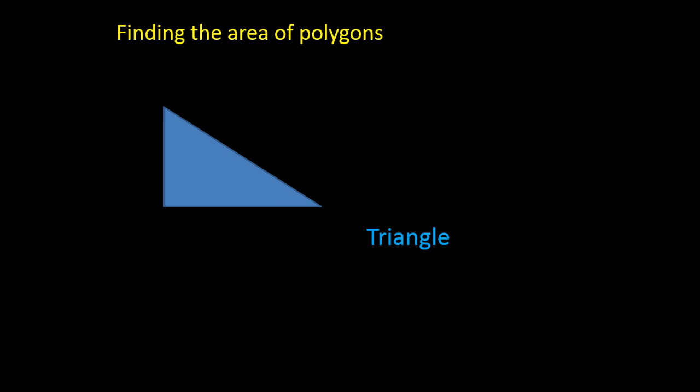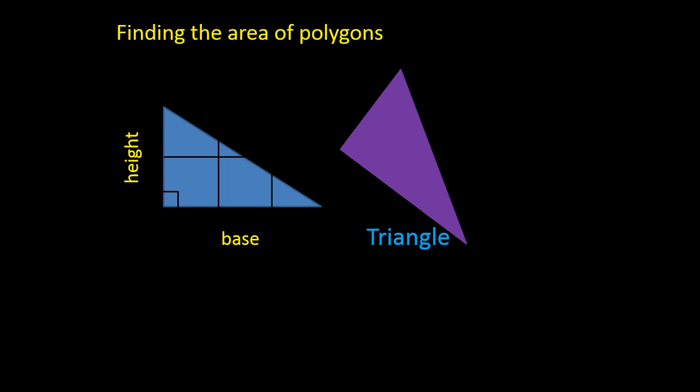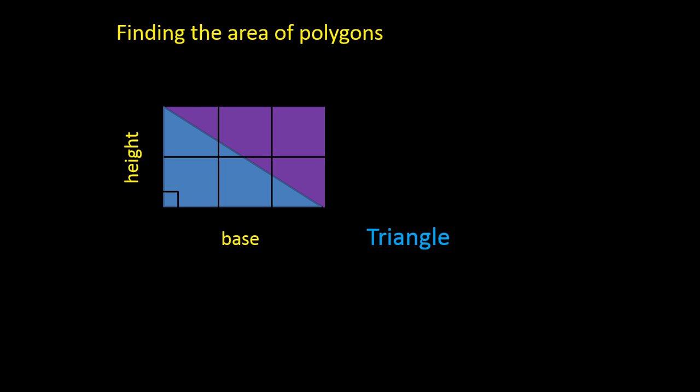Now triangles get a little bit trickier, because if we try to fit those squares inside the triangle, we find that we don't necessarily have complete squares to count. So there is a way to find the area of a triangle that involves taking this triangle and duplicating it. So let's say we have an exact copy of this triangle. The two triangles have exactly the same area. And we're going to take the purple triangle and fit it right next to the blue triangle.